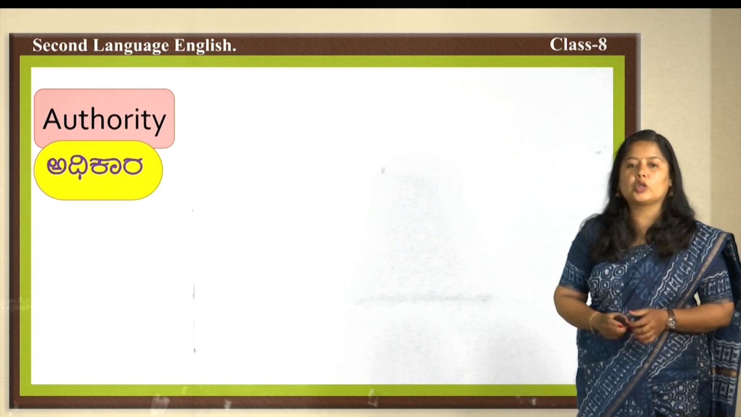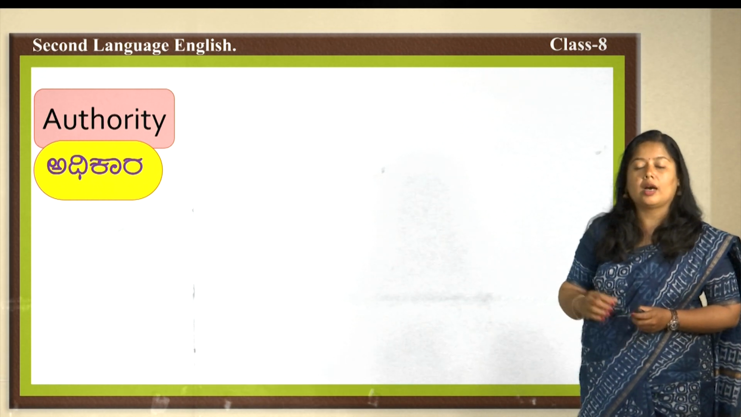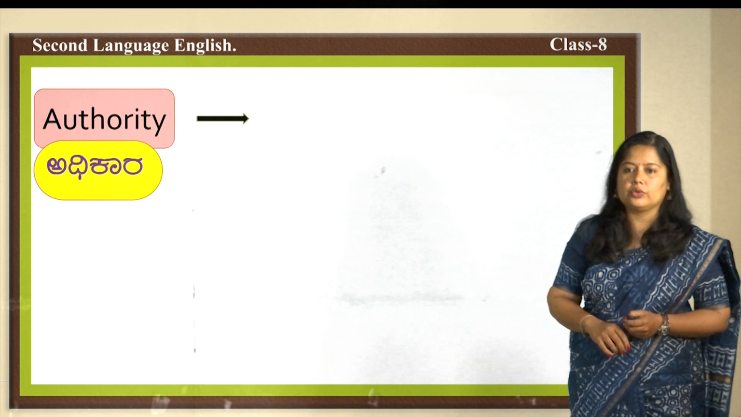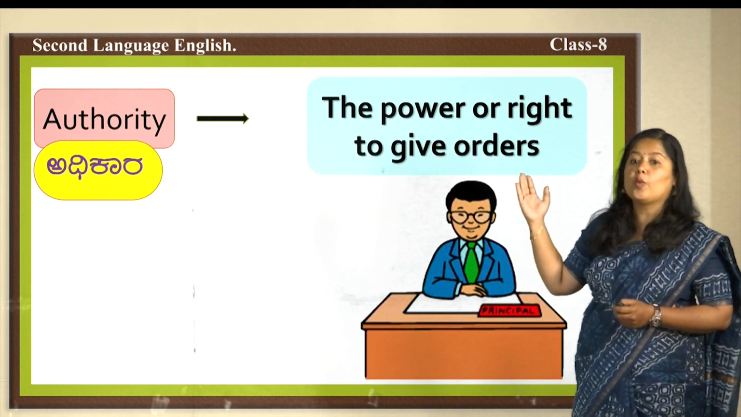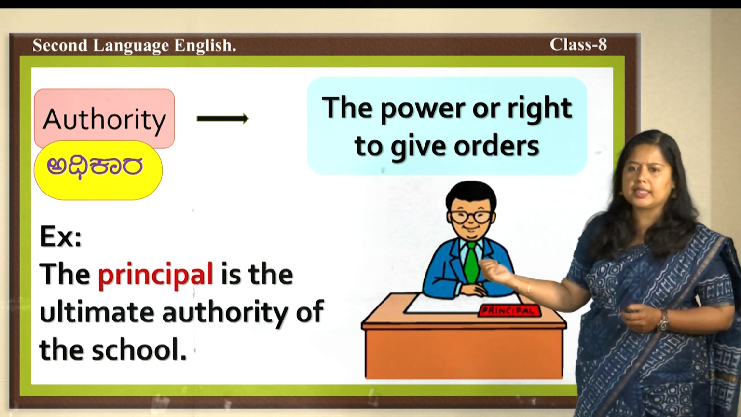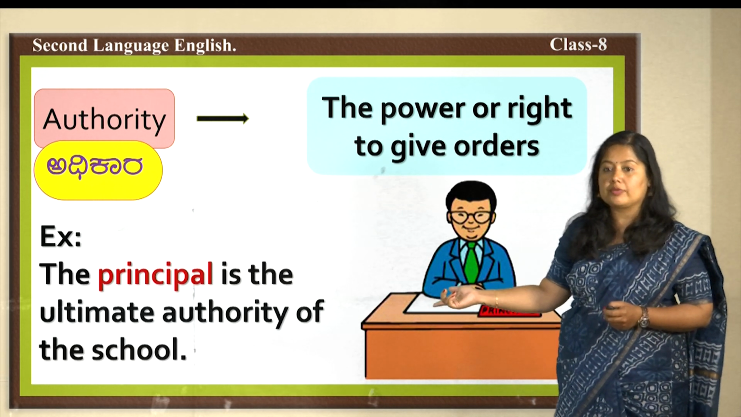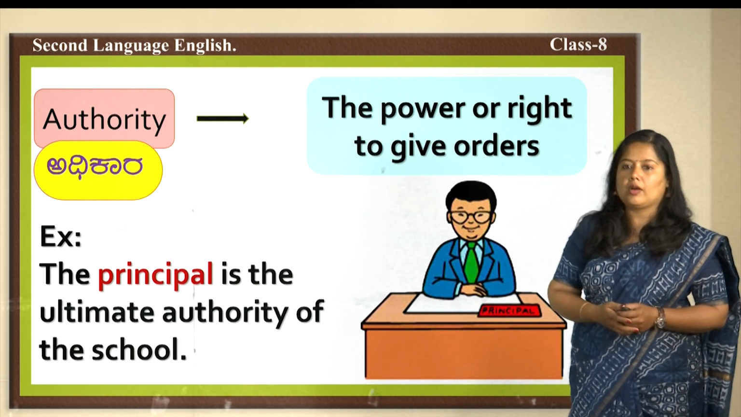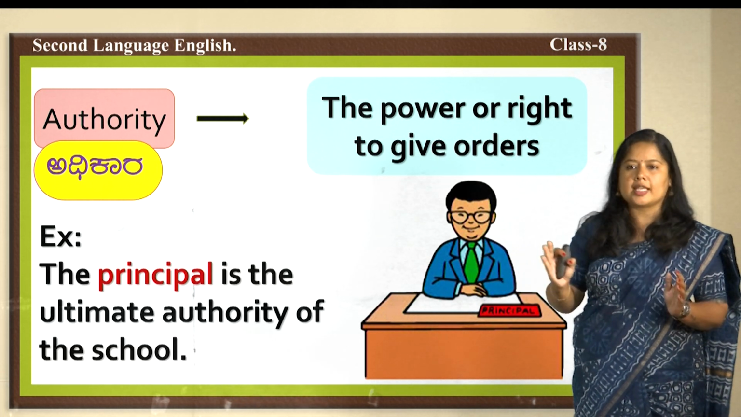The next word is authority. Authority is adhikara. The power or right to give orders, meaning one who can order somebody to do something. So, your sentence can be like this using the same word: The principal is the ultimate authority of the school. So, we all, when we are in school, will listen to whatever our principal sir says.